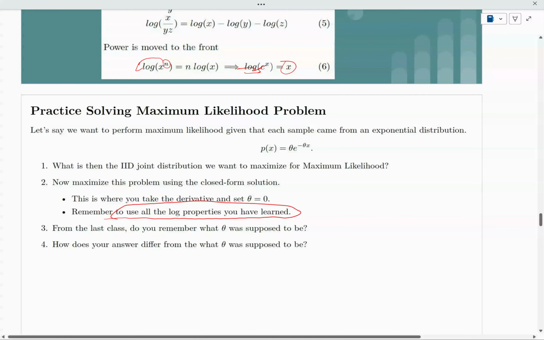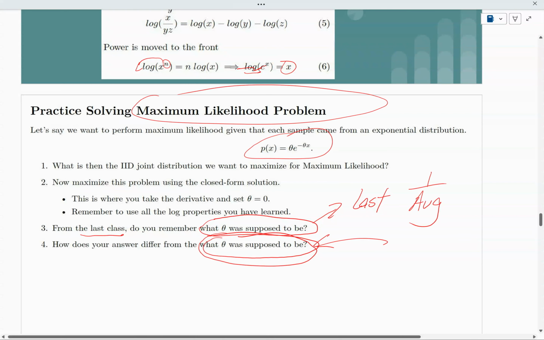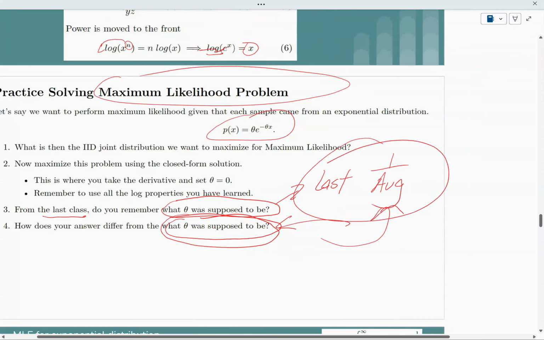After you've done this, then you want to remember from last class what was the theta we're supposed to have. And then how does our answer differ from what theta is supposed to be? So this is from last class. We know what theta was, right? It's 1 over the average. Now, in our maximum likelihood, if you were to take the derivative, set it to 0, then what would theta be? And compare that with our last class solution.